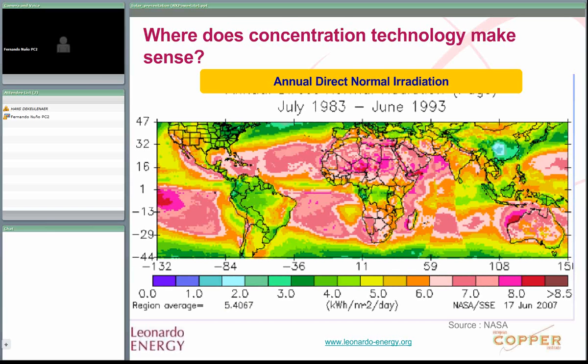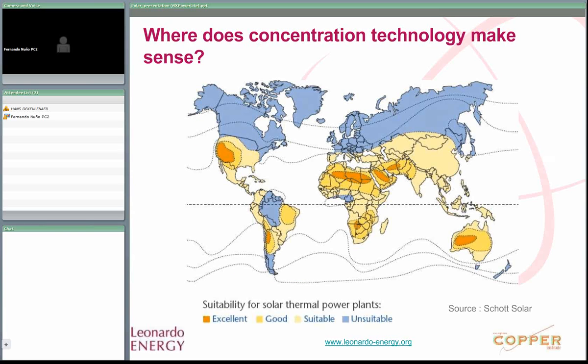This slide shows where concentration technology makes sense. This webinar is dedicated to concentration technologies. It means that we need direct radiation, in other words, no cloudy sky. So basically we see this in this slide, but it can be seen more clearly in this one.